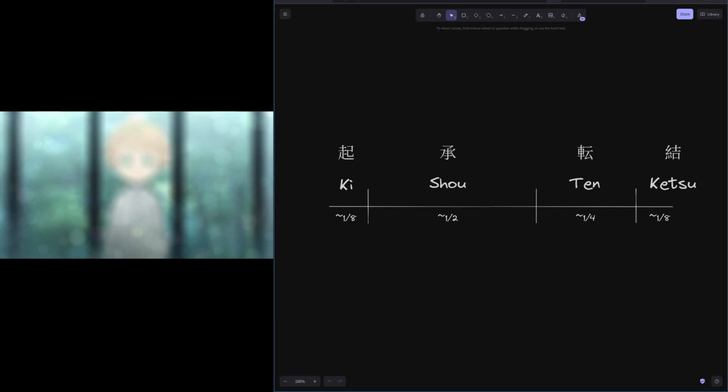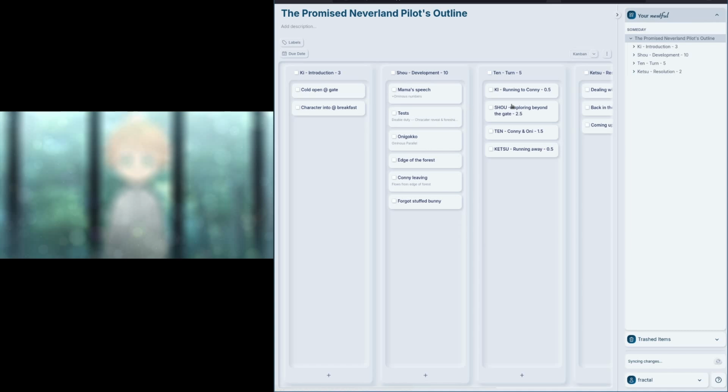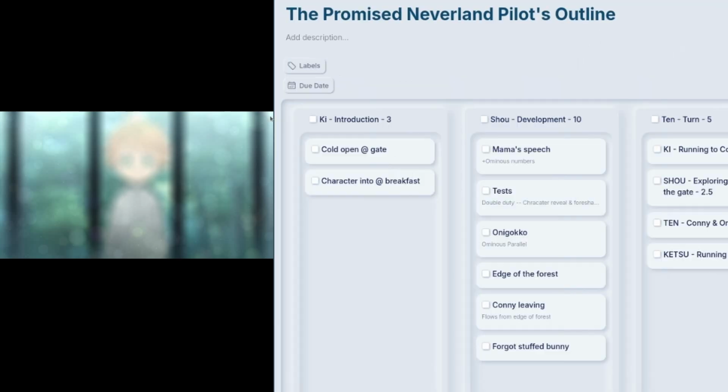I've made an outline here for The Promised Neverland. And let me close this. And I've divided that according to the percentages that we had from earlier, which is eighth, half, quarter, and another eighth. So you have 3 minutes, 10 minutes, 5 minutes, and 2 minutes. You see there's a difference here.